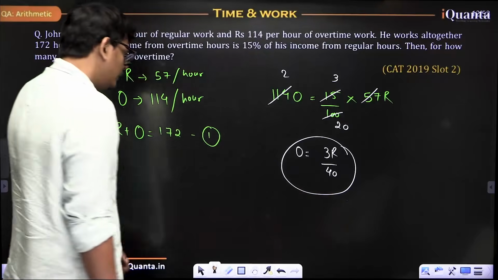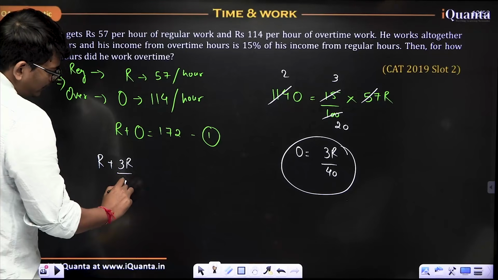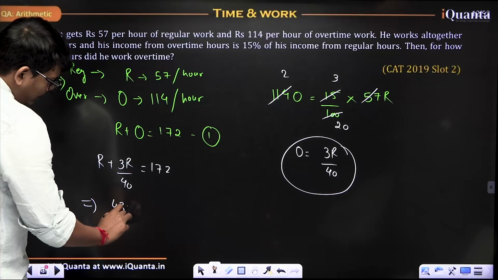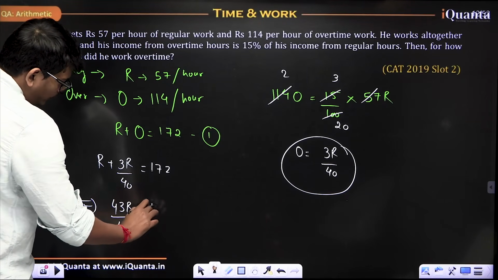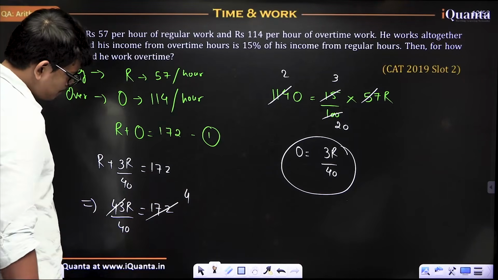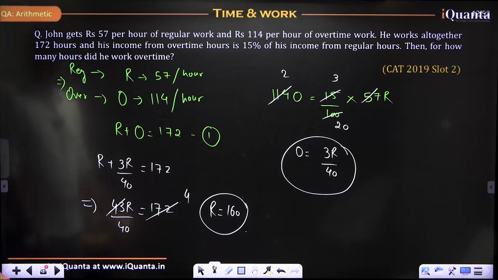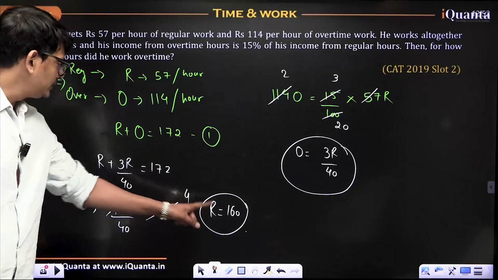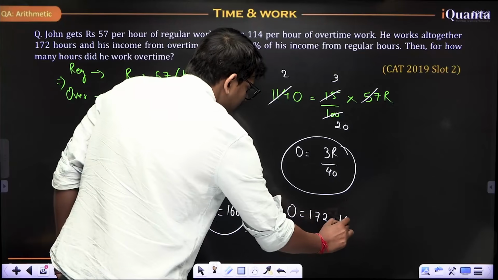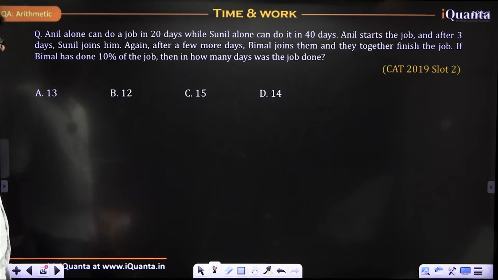ठीक है. Now if I put it here, I can say R plus 3R by 40 is equal to 172. So this will be 43R by 40 is equal to 172. Now you can cancel this out by 4, I think, right? So R is equal to 160. Now what is the question setter asking you? Overtime. So you can put this here and you can say O will be 172 minus 160, that is 12. So answer is 12.